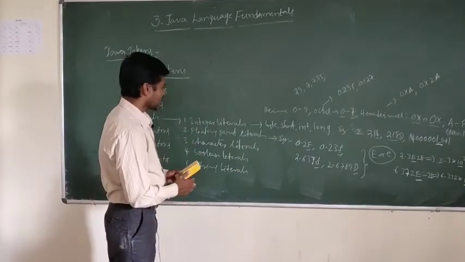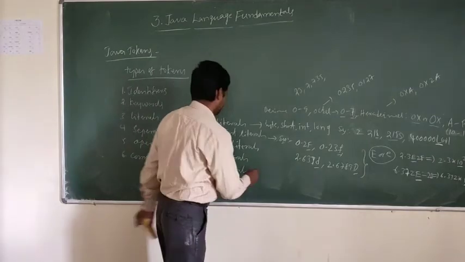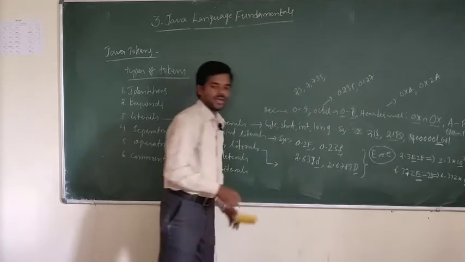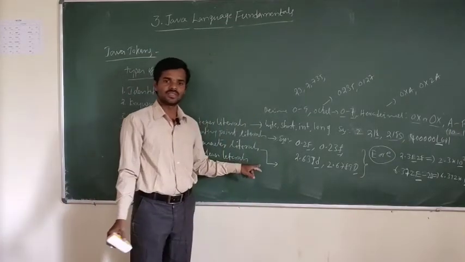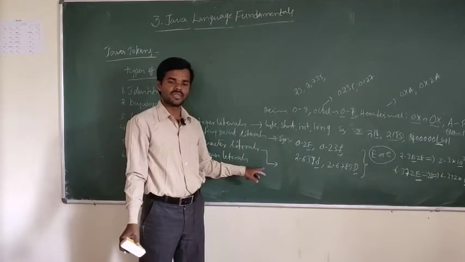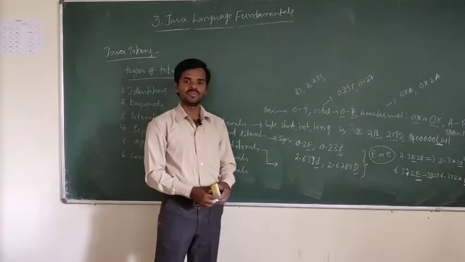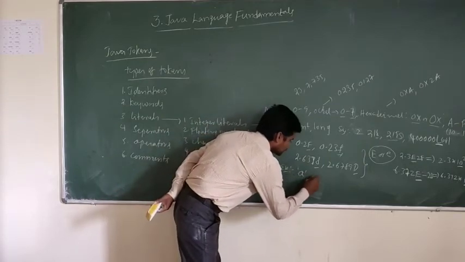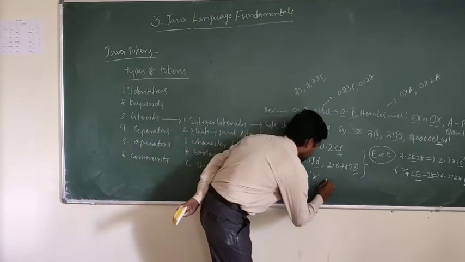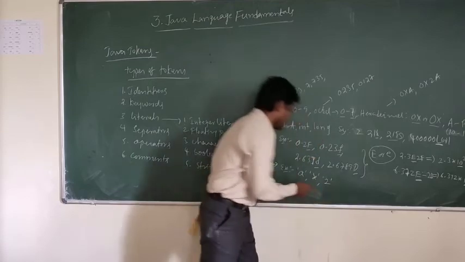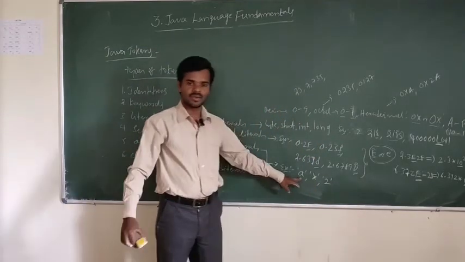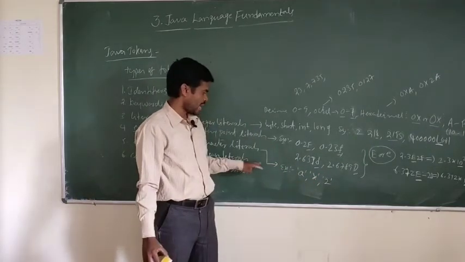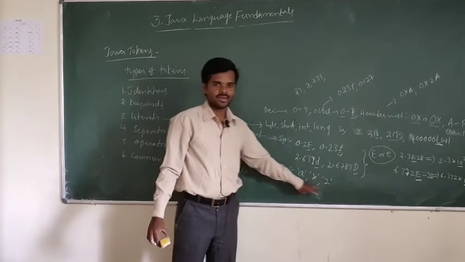Then come to the character literals. Character literals are defined with single quotes. Character literals come under the data type char, so they are defined with single quotes. For example, A, or this one, or 2. So like that you can define the character literals. These are the examples for character literals.